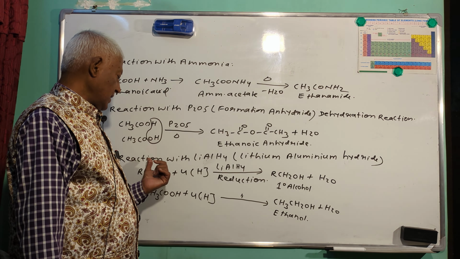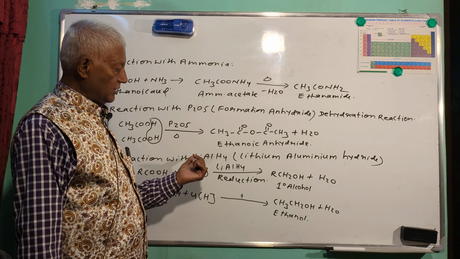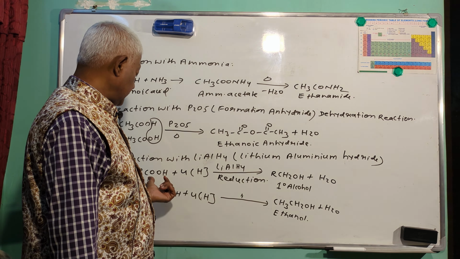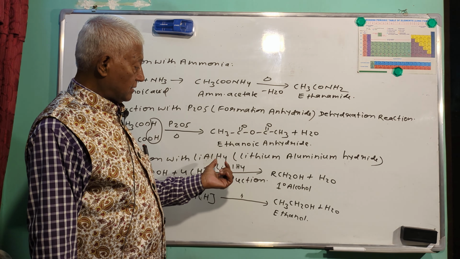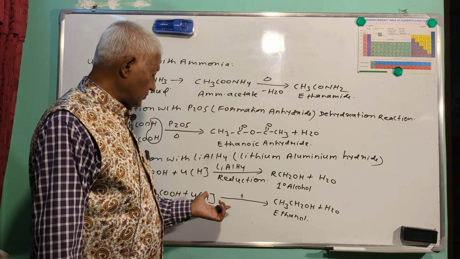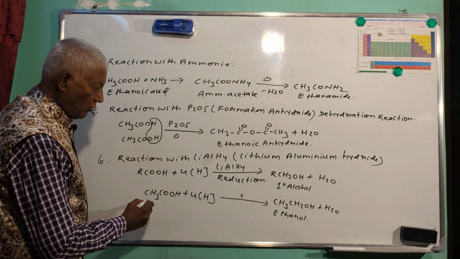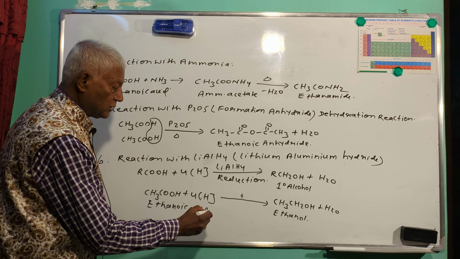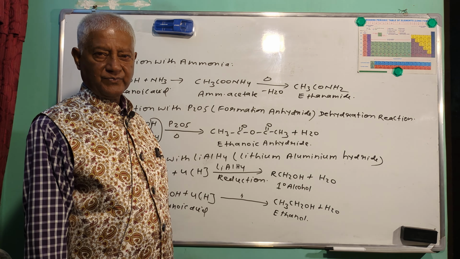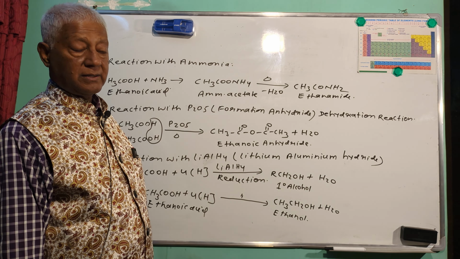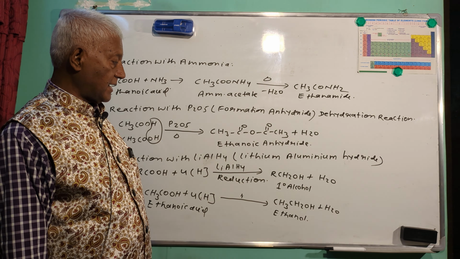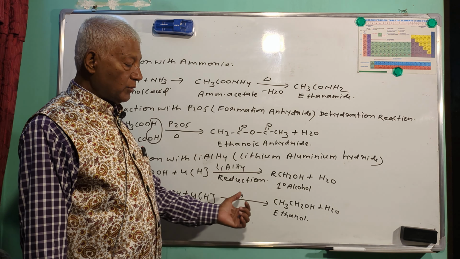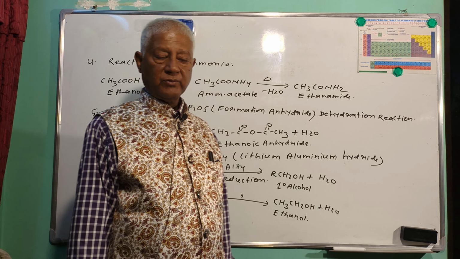Very, very important. Next one is reaction with lithium aluminum hydride. You know, lithium aluminum hydride is a strong reducing agent. When it is treated with acids, it directly changes them to alcohol. Sometimes you are asked how to convert ethanoic acid to ethanol. So you can keep this conversion. Write the reaction with lithium aluminum hydride. Also we can convert acid to alcohol. So, thank you for watching this video.